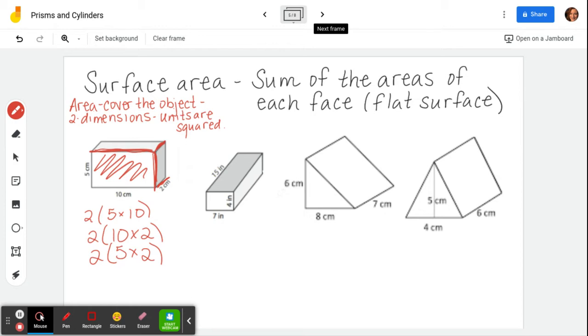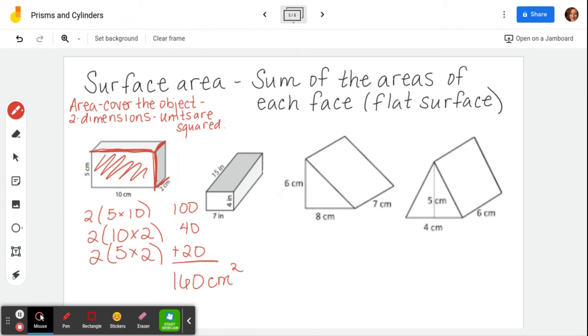So 5 times 10 is 50. 2 of those is 100. 10 times 2 is 20. 2 of those is 40. 5 times 2 is 10. 2 of those is 20. I'm going to add all those areas together, and I get a total of 160. Even though this is a three-dimensional shape, we're looking at two-dimensional areas. So for any kind of area, it's still going to be your units squared. 160 centimeters squared. Okay, so let's check out the next one.